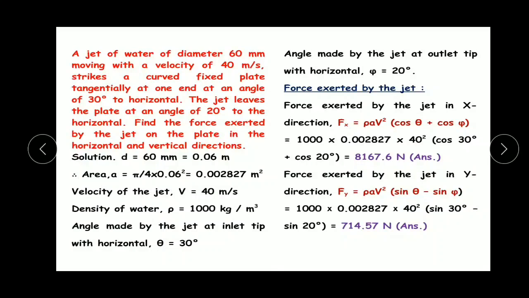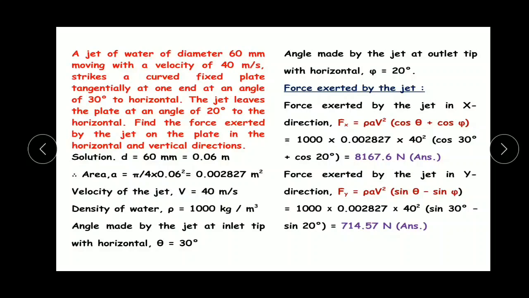We have already discussed that in this chapter two cases arise. One is when the blade or vane is symmetrical, and the second one is the unsymmetrical case. When theta and phi are equal, that is the symmetrical case, and when theta and phi are different, that is the unsymmetrical case. This question is based on the unsymmetrical case.